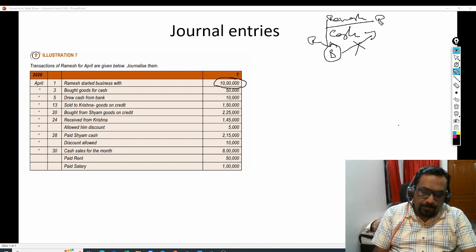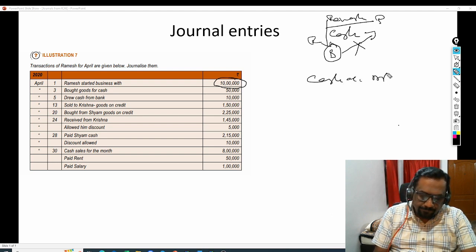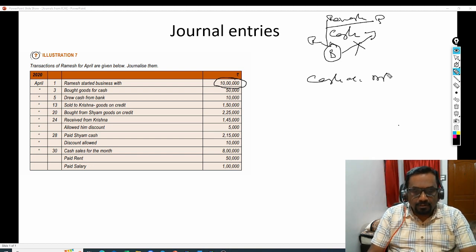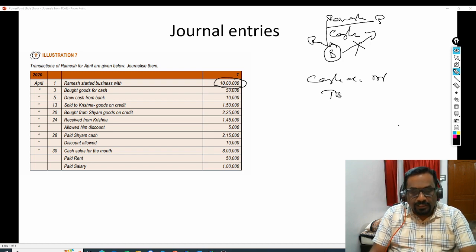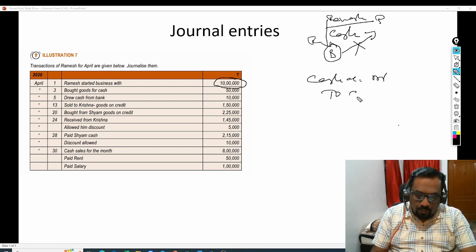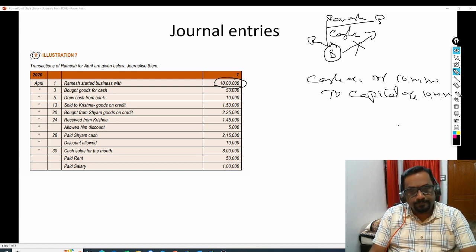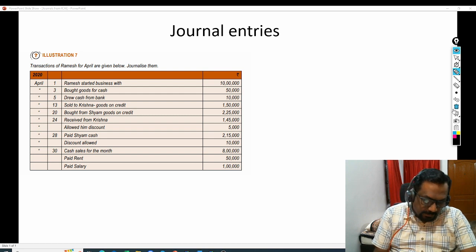So, real account principle: debit what comes in, credit what goes out. Cash is coming in, so cash account debit. Ramesh is a personal account. Debit the receiver, credit the giver. He is the giver to Ramesh account. Instead of crediting Ramesh, what generally we do? We credit capital account for 10 lakhs. This is the entry for the first one. Are you clear? Right. Move on to the next one.